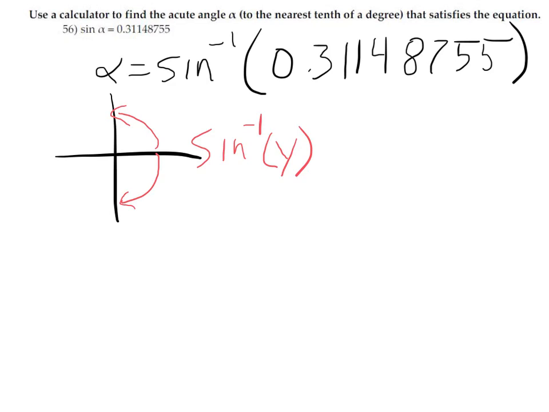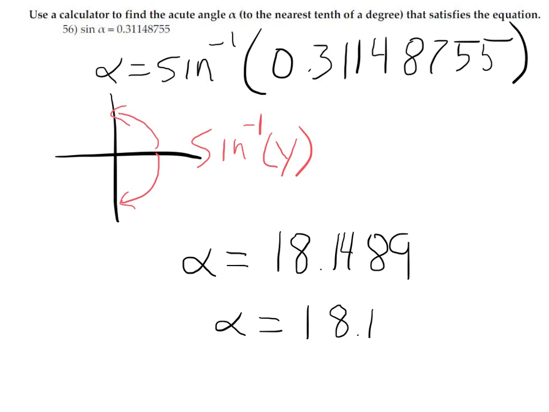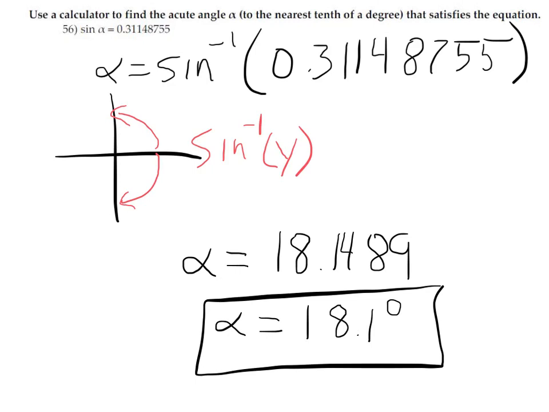So I'm typing into my calculator. And it gives me the arc sine equals 18.1489, etc. Now they ask for the nearest tenth of a degree. So we take a look at the tenth, this 1. The 4 does not round it up, so we would just have alpha equaling 18.1, and make sure you use your degree symbol. Otherwise, it's radians, even though you don't mean to have it be radians. Okay, great.